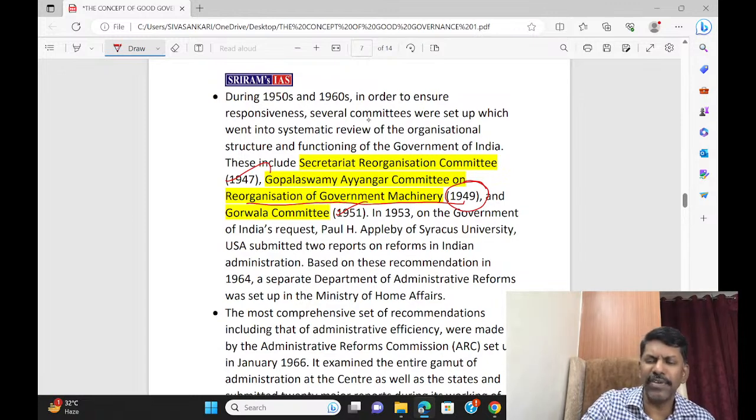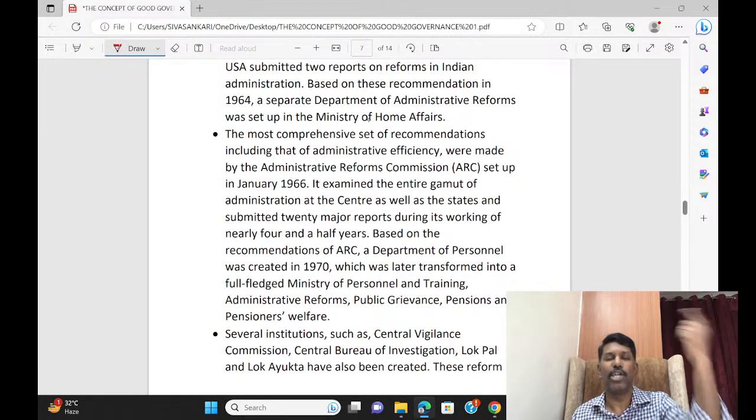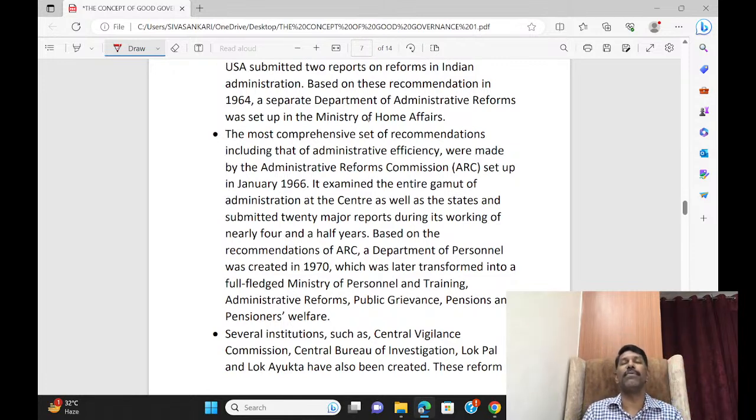And in this perspective, in the 1970s the first Administrative Reform Commission came into existence. And in the recent past, in the 21st century, in 2005, the second Administrative Reform Commission, otherwise called the Veerappa Moily Commission, came into existence. These are all the areas that strengthened the Department of Personnel and Training into a complete Ministry of Personnel and Training, Administrative Reform, Public Grievances and Pension Welfare. So this is the way the government gave ultimate importance to good governance.